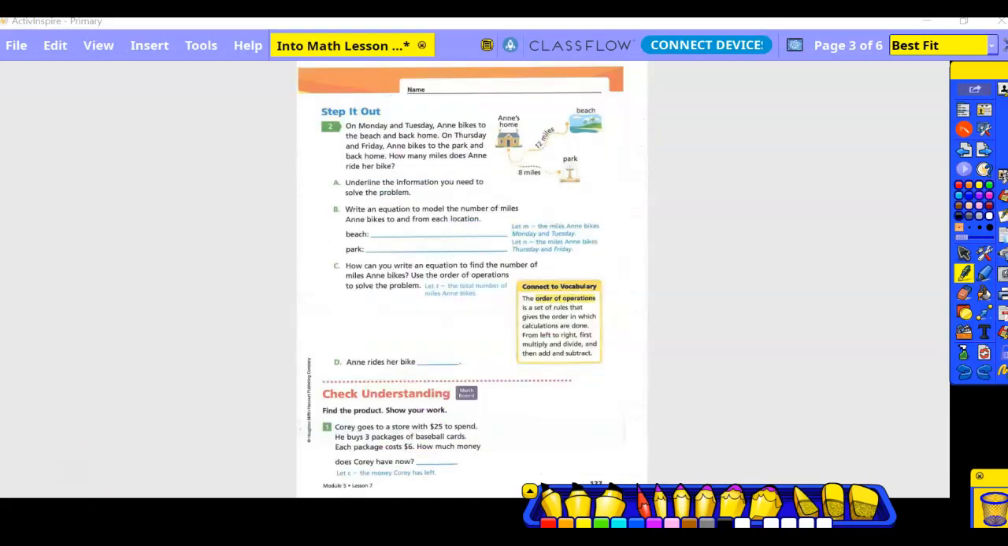Step it out. Number 2. On Monday and Tuesday, Ann bikes to the beach and back home. On Thursday and Friday, Ann bikes to the park and back home. How many miles does Ann ride her bike? So now we have the information we need to solve. So Monday and Tuesday, she bikes to the beach and back home. So that's 2 days. Then Thursday and Friday, she goes to the park and back home. So that's 2 days. So we're actually going to circle that because we usually circle our information. And then how many miles does Ann ride? So that's what we're looking for.